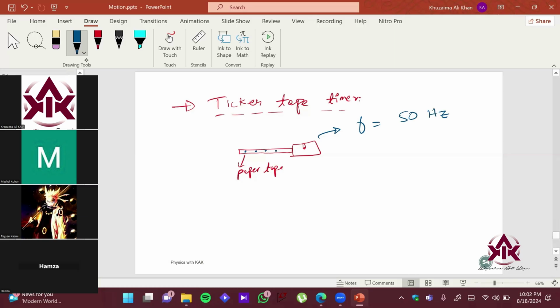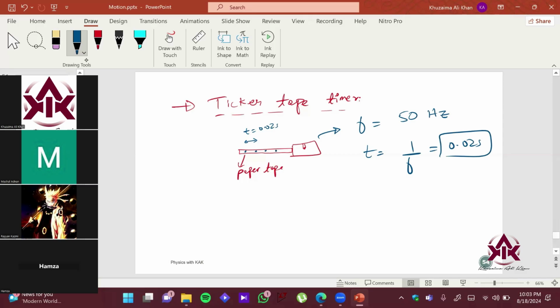If you want to find the time taken, if you recall, the time period is 1 over frequency, so 0.02 seconds. Okay? So the time gap between every dot is going to be 0.02 seconds. So after every 0.02 seconds, you're going to mark another dot. Okay? So this is the ticker timer over here.